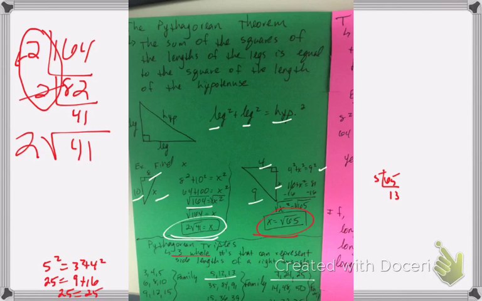5, 12, 13 is its own family, and it has its own members. 35, 84, and 91 would be a member of that triple family. 15, 36, 39 would be a member of that triple family, right? And we would know that by trying to divide out a common factor of our 3 side lengths to see what family it belongs to. Okay?